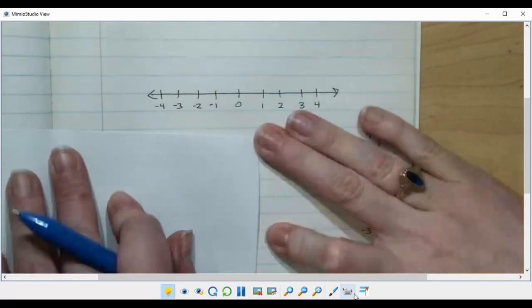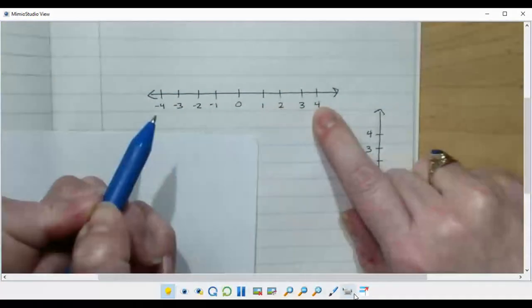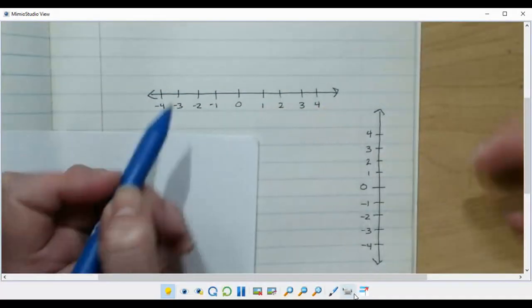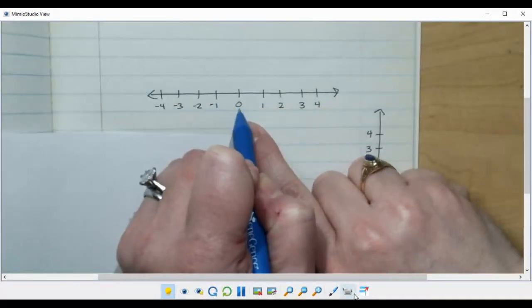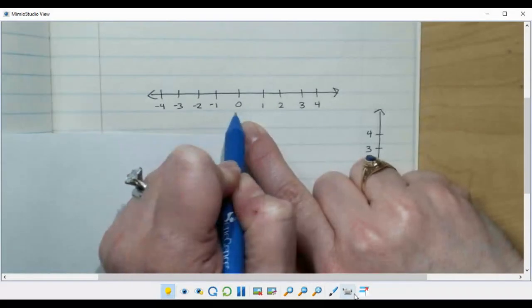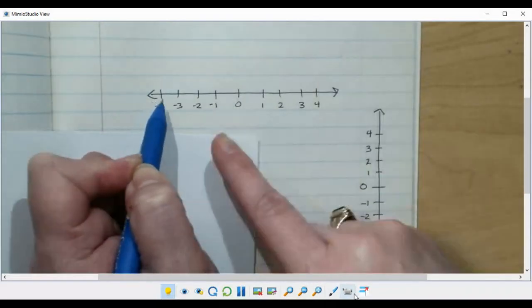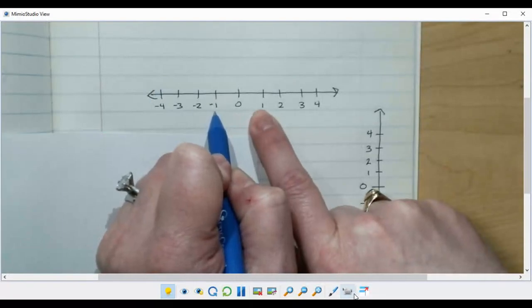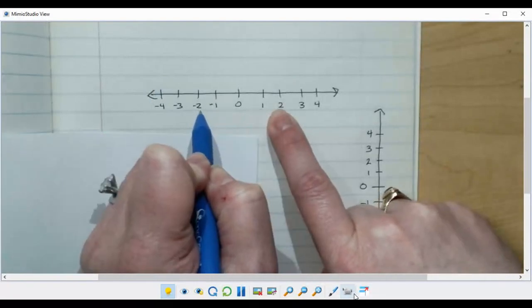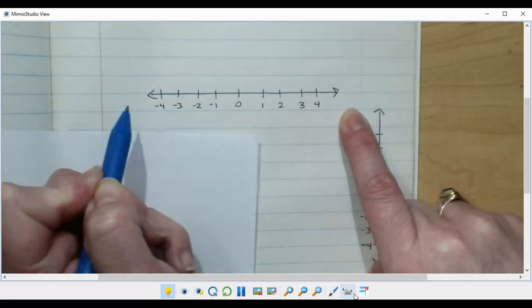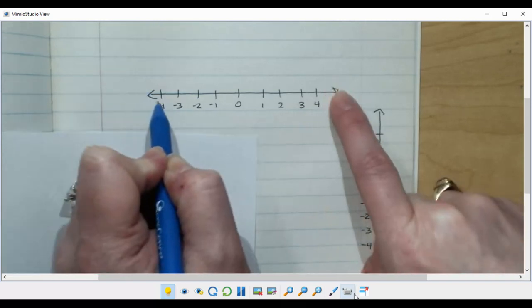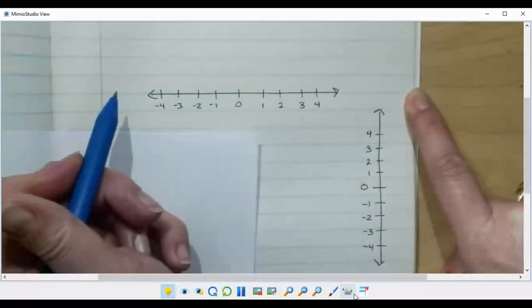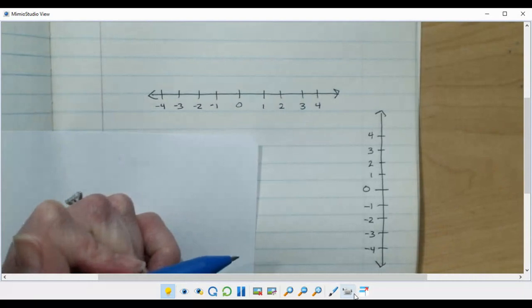Okay, let's talk about some features. Everything is evenly spaced, just like a regular number line. 0 is smack dab in the middle. If I was to take this and fold it right on the 0, the 1s would match up and the 2s would match up and the 3s, etc., etc. Because it has these arrows on the end, we know that it will go on forever in both directions.